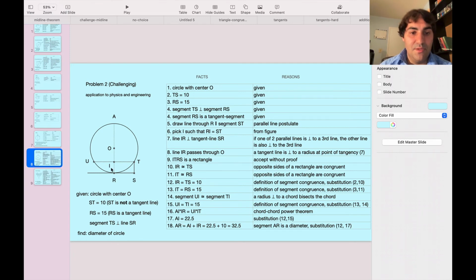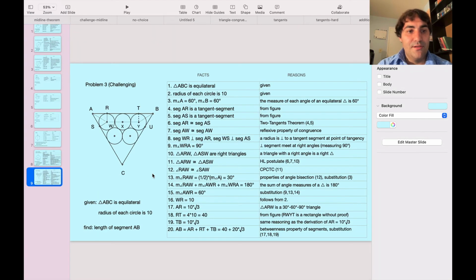So what is the diameter going to be? Well, we know AI equals 22.5, and we know that IR equals 10. So you just add these two quantities together to get the full diameter. You can use the betweenness property of segments to justify that. So length of AR equals 22.5 plus 10 equals 32.5. If you want the radius, you just divide it by 2. So that's 16.25. That would give you OT, for example, the distance between the curve and the center of the circle. And you can do some more cool stuff based off of that.